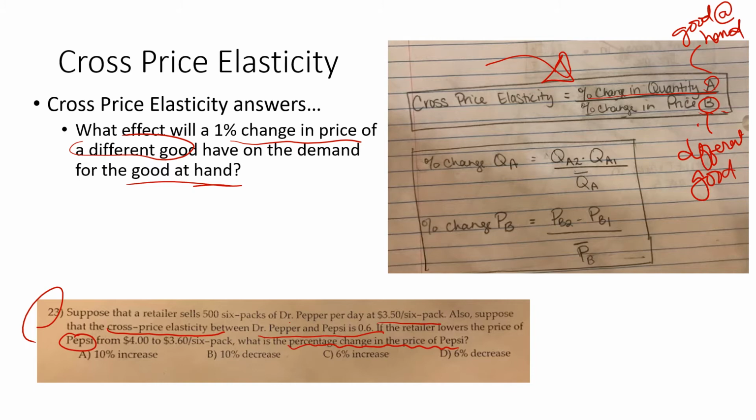Okay, so in order to do this one, we're going to do a couple steps here. So first, we know that the cross-price elasticity is 0.6. So I'm going to actually erase this up here so that we can just plug it into this calculation. So we know that the cross-price elasticity is 0.6. So we have 0.6 equals percent change in quantity A divided by percent change in price B.